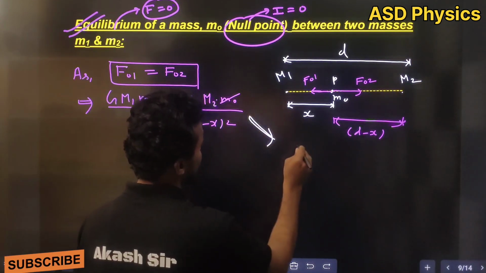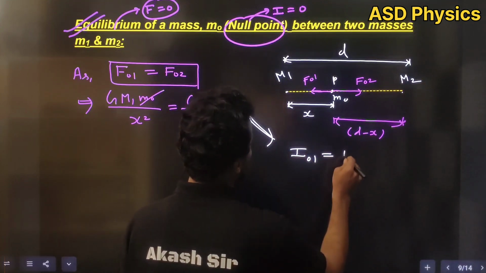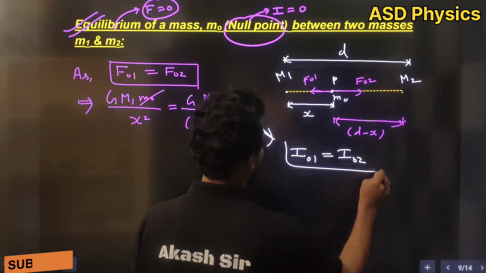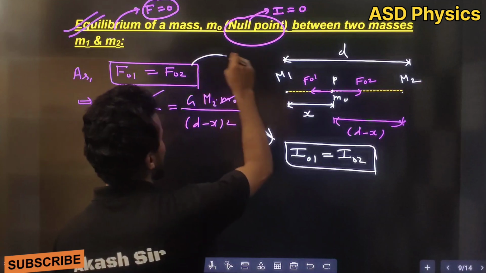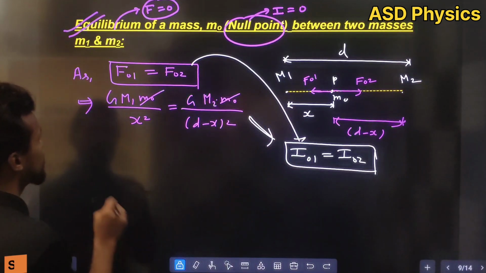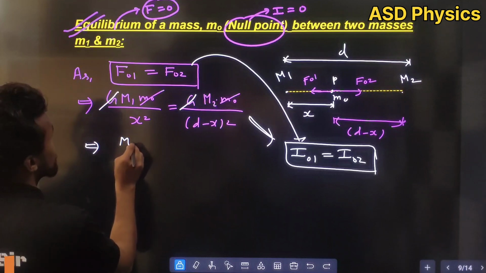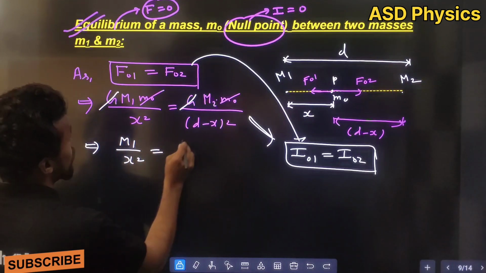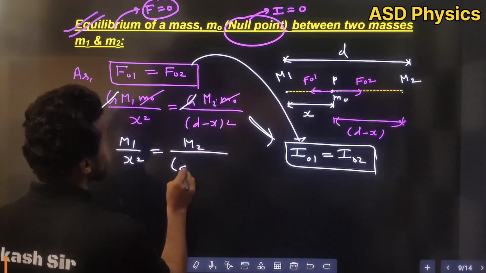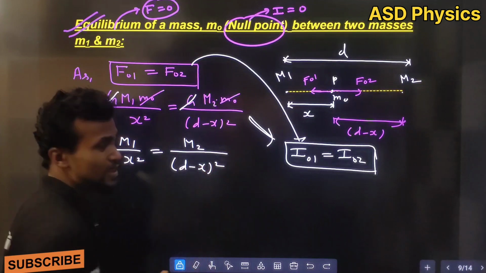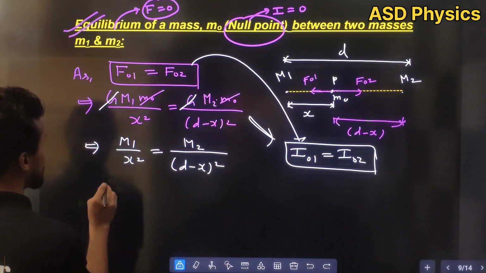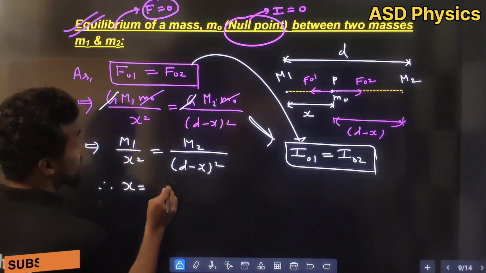See, I am writing here separately. That means here this I01 is equal to I02 also. Both the things are there as I told. Is it? After that, what will happen? This g and g also cancelled here. That means we can write here, see please, m1 by x square is equal to m2 by d minus x whole square. When you will simplify this, now very easy, simple basic mathematics are there.